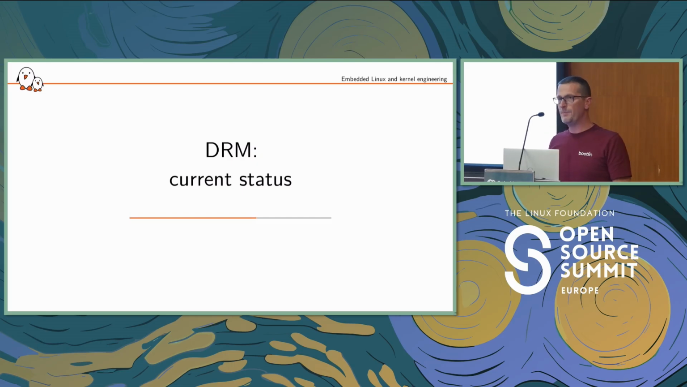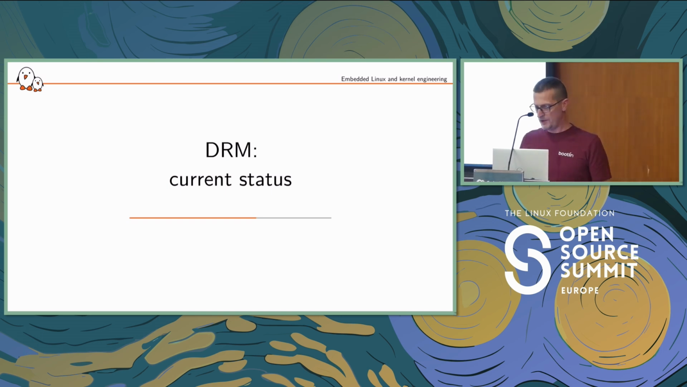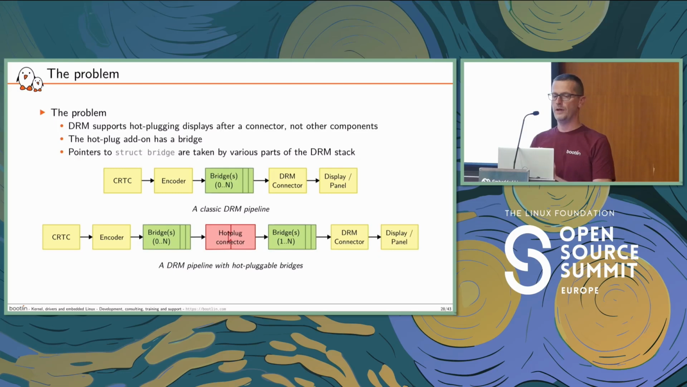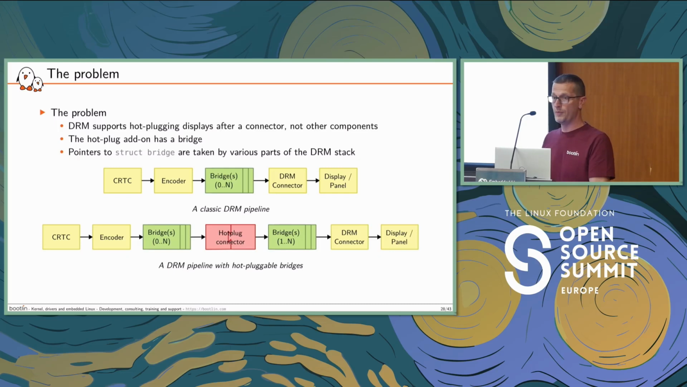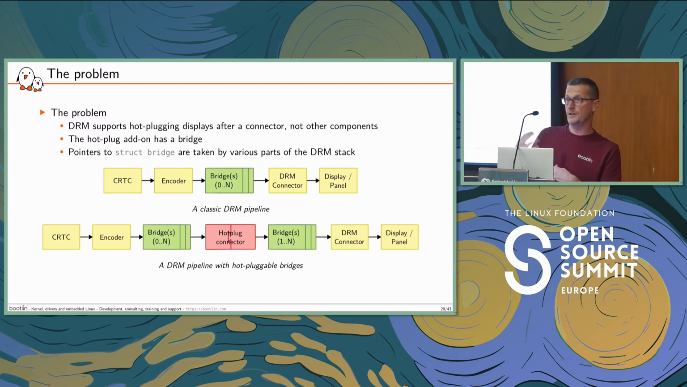The other big part of the work is about DRM, so video output, which is what I'm focusing on mostly. In DRM, the classic DRM pipeline is, as in the first picture, a CRTC, an encoder, a connector, and a display or a panel, optionally with one or more bridges after the encoder. And at the moment, in DRM, the only part that is hot pluggable is the display.